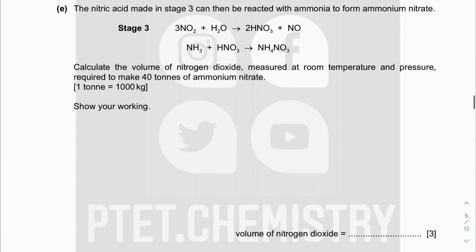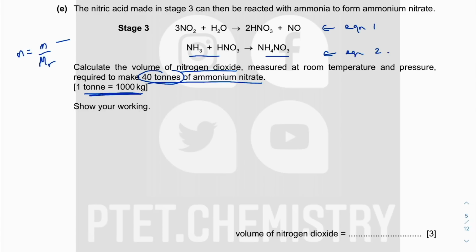What's next? To give you a stage 3, they can react with ammonia to give you ammonium nitrate. You want the volume of nitrogen dioxide to make 40 tons of ammonium nitrate. Do you see this is equation 1 and this is equation 2? There are 2 different equations, yeah? We are working with tons, alright? So you need to be careful, because in mole calculation, mole equals mass over Mr, that is in gram, that is in gram per mole.